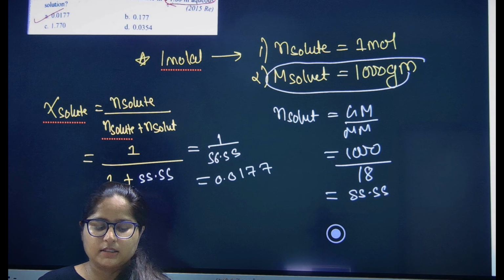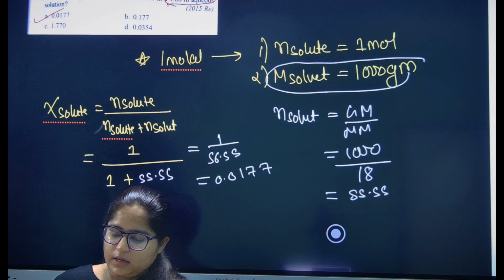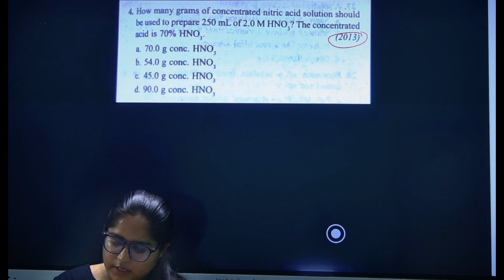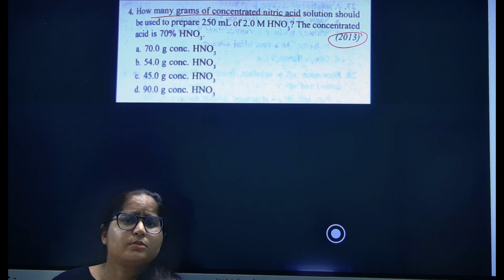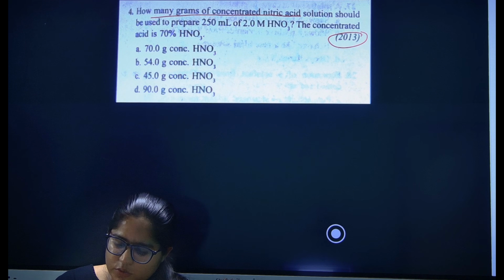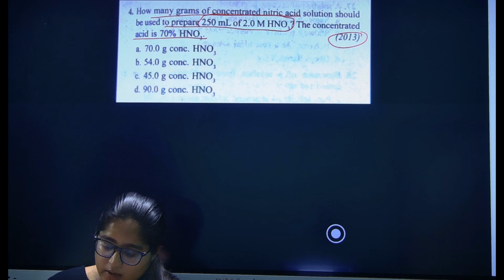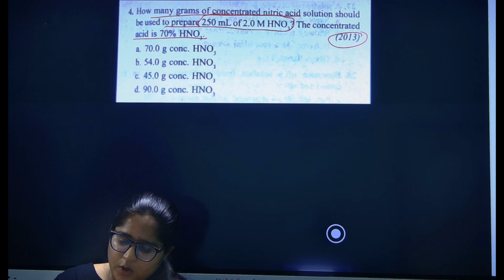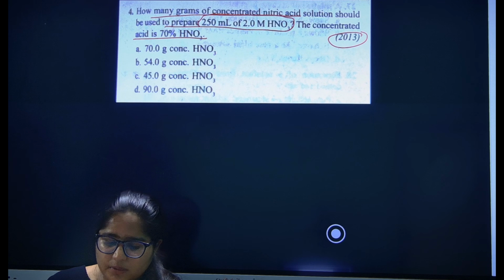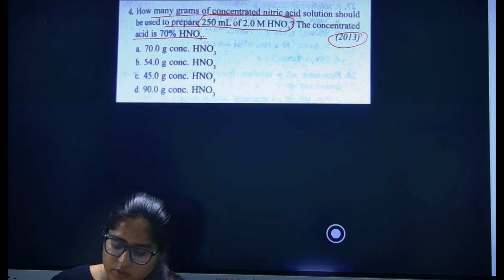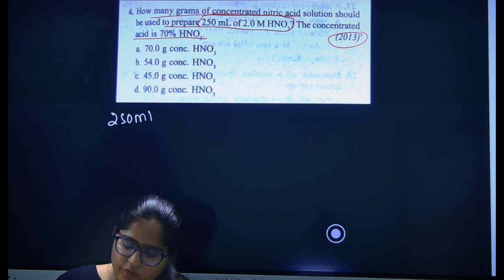Okay. So this they have asked in 2025. Now let us solve the next question. 2013. So let us see what they have given. How many grams of concentrated nitric acid solution, means mass they are asking, should be used to prepare 250 ml of 2 molar. So concentration and volume they have given. The concentrated acid is 70% HNO3. So they are saying how many grams of acid solution should be used to prepare this much of solution. So they have given here 250 ml of 2 molar HNO3.